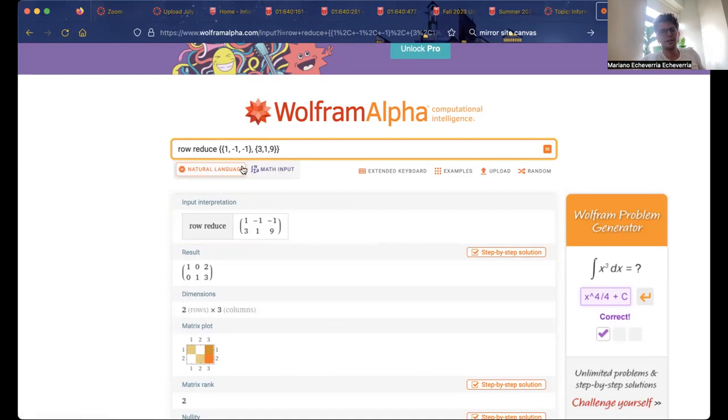If you want to play with your own systems of equations, you can just change the coefficients here and see what you get. I'll give you some examples to work on.